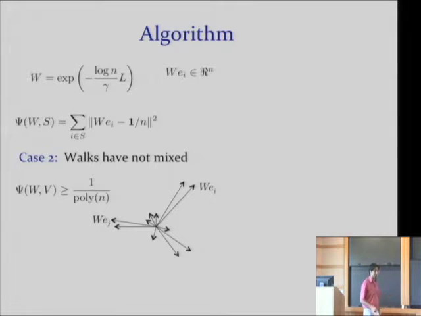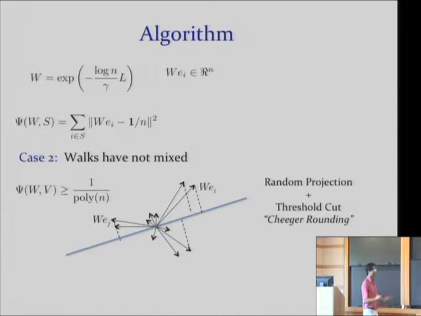So we are in the case where we are assuming the walks have not mixed. Now what are we going to try to do? We are going to try to find a cut. So let's try to do the standard Cheeger rounding. We'll project along a random direction, and you pick a threshold cut. We'll try to find the most balanced cut. So again, if you find a balanced cut of small conductance, you're done. This is all we are looking for.